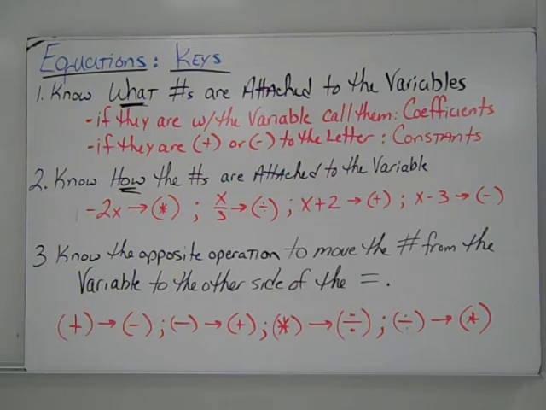These are the basics. Third one is know the opposite operation to move the number from the variable to the other side of the equal sign. And you have to do both sides. So you have positive to negative, negative to positive, multiplying to dividing, dividing to multiplying.